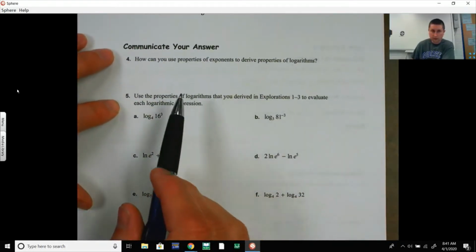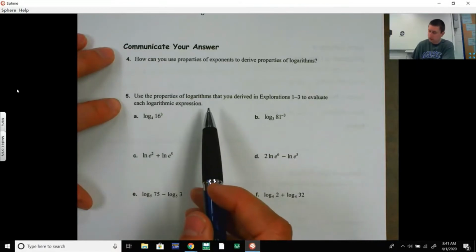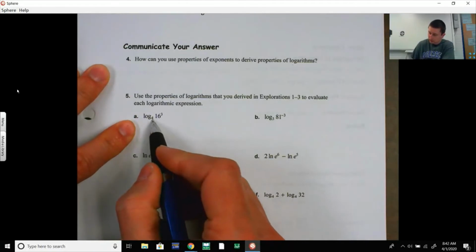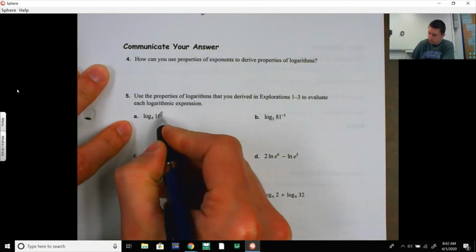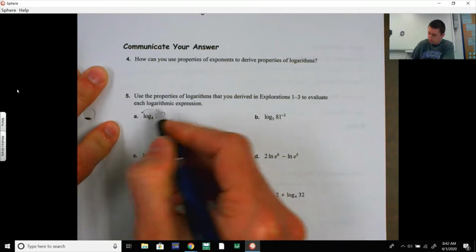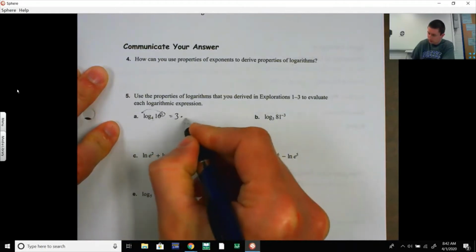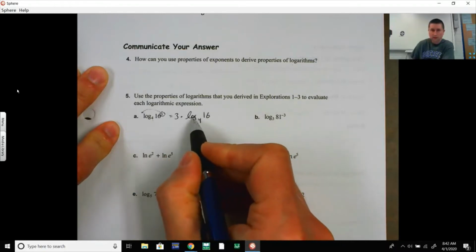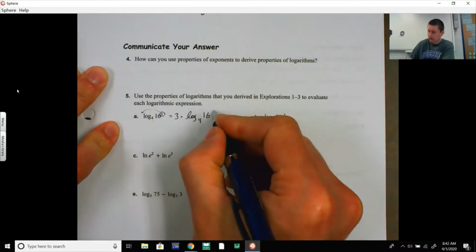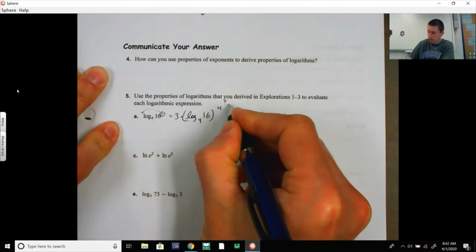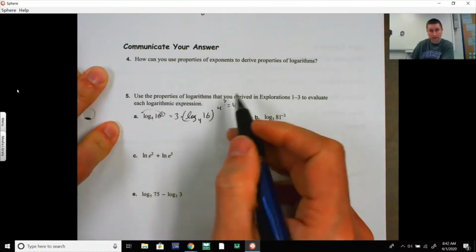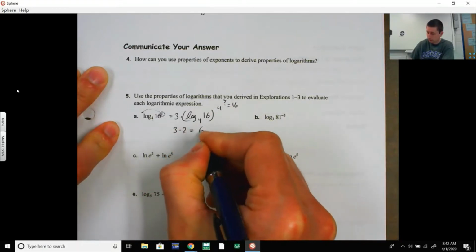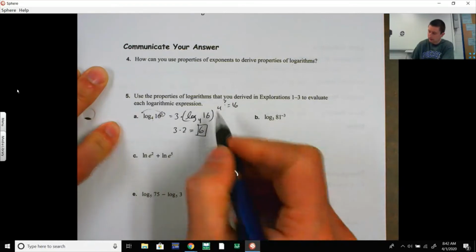Use the properties of logarithms we derived to evaluate each logarithmic expression. Log base 4 of 16 to the third. This is a frog. We jump it over. This is 3 times the log base 4 of 16. So log base 4 of 16, remember, 4 to what power equals 16? Well, 4 to the second power is 16. So this is 3 times 2, so this equals 6. Log base 4 of 16 is the number 2.